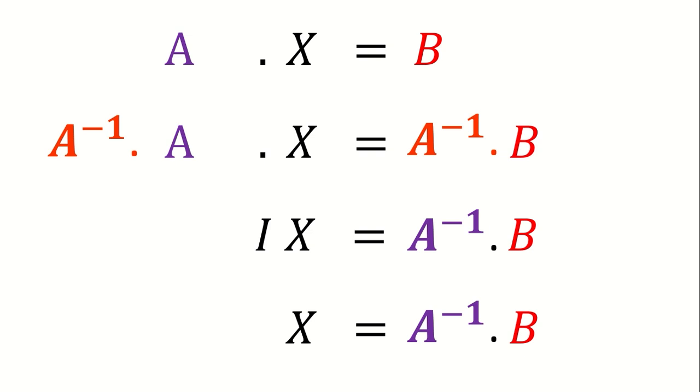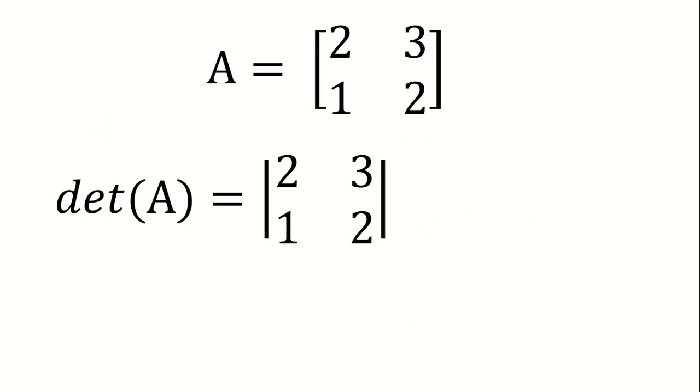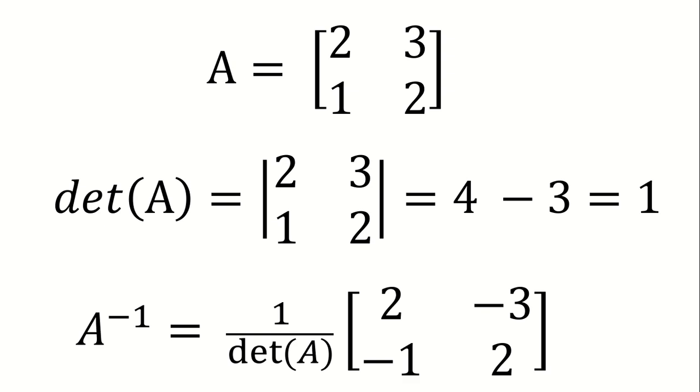From this formula we have the B matrix, but we don't have the A inverse matrix, so we have to get A inverse. How to get A inverse from A? First of all, we calculate the determinant of A. The determinant of A is equal to 2 times 2 minus 3 times 1. 2 times 2 is equal to 4 and 3 times 1 is equal to 3. So 4 minus 3 is equal to 1, and the determinant of A is equal to 1.